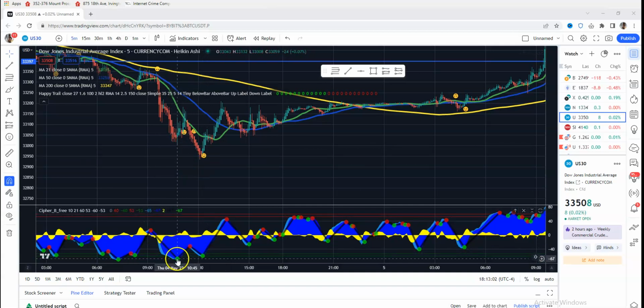On the RSI, we came all the way down and we formed a green dot here, which was a buy signal. But we actually came back down again, creating another lower low in the market. But if you look at the RSI divergence here, we're coming back up in the money flow. We're not actually going down.